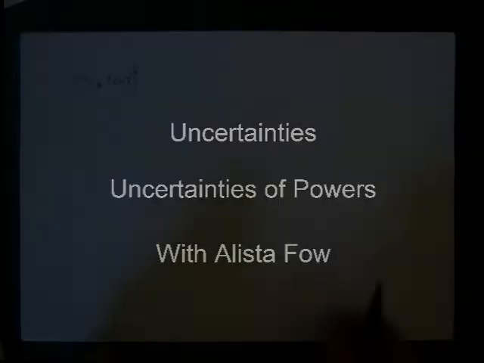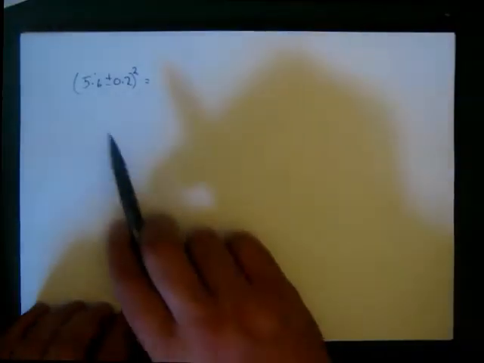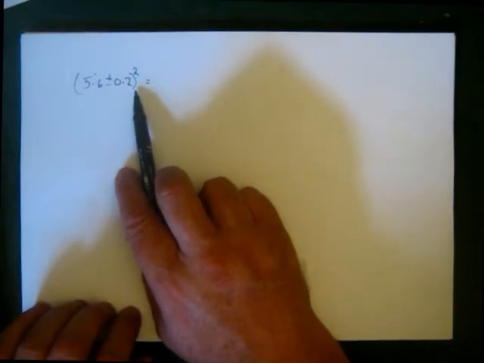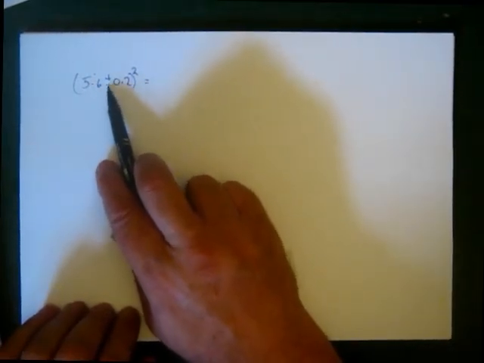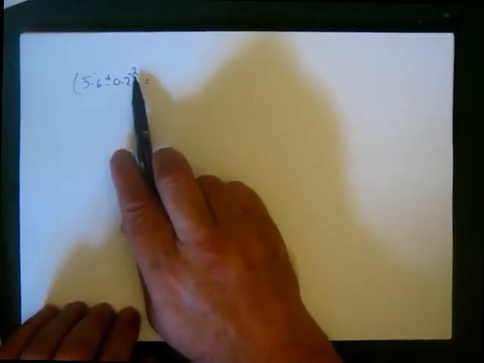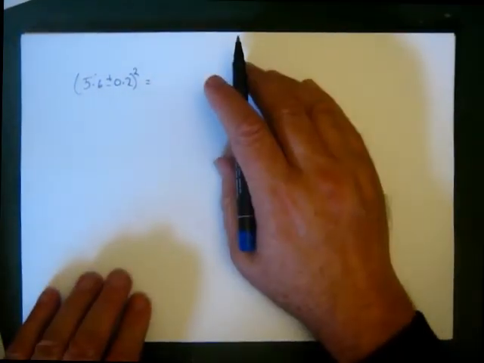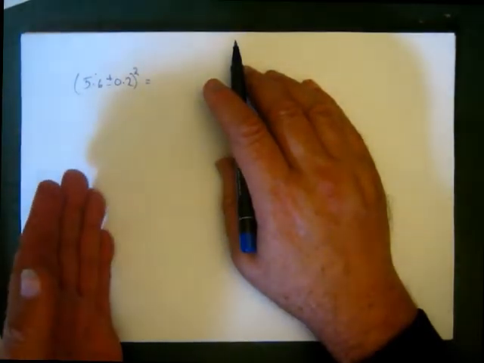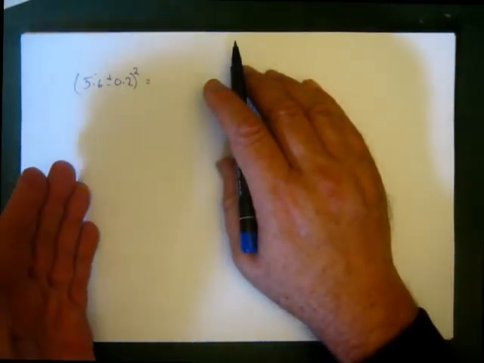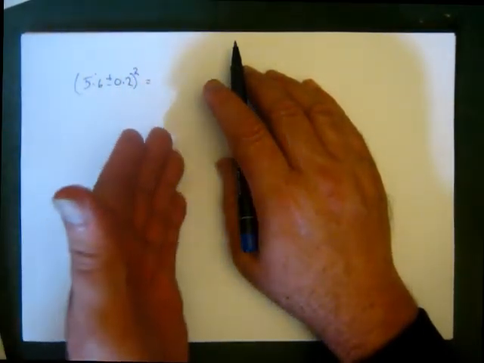Let's take another case with uncertainties. What about if we're going to square the number? So if I have 5.6 plus or minus 0.2 squared, again we're going to have to do this with percentages because squared is multiplying together. Squared is x times x.